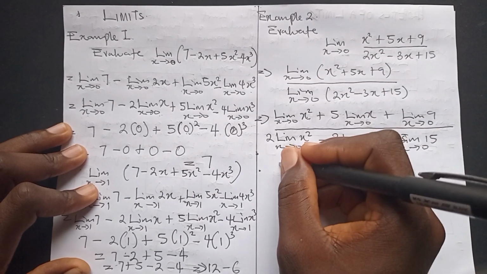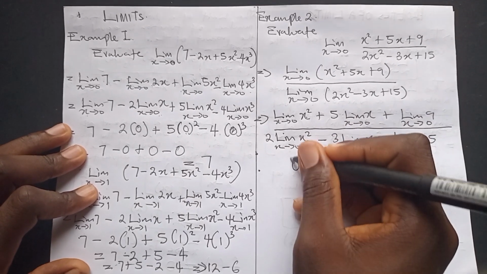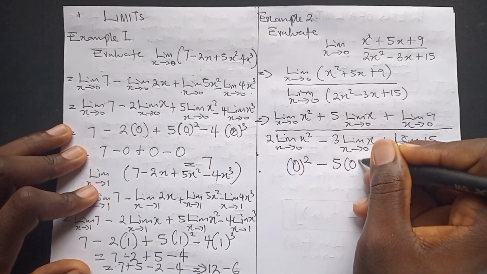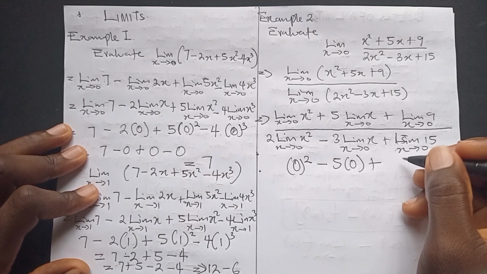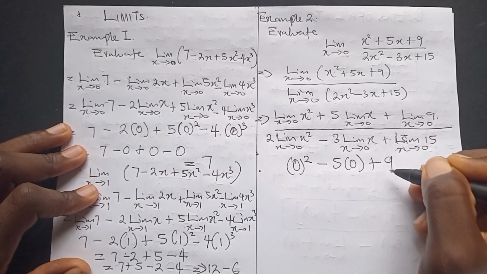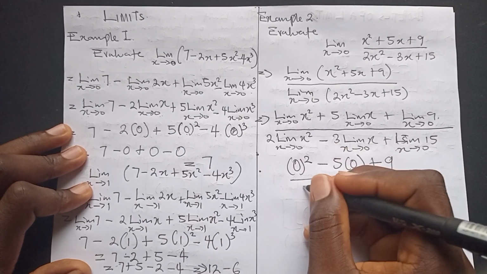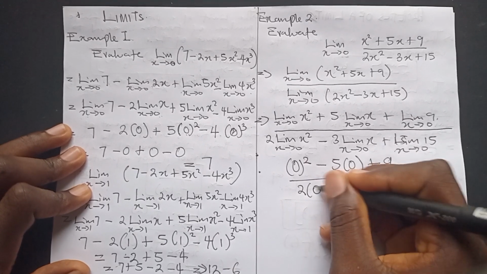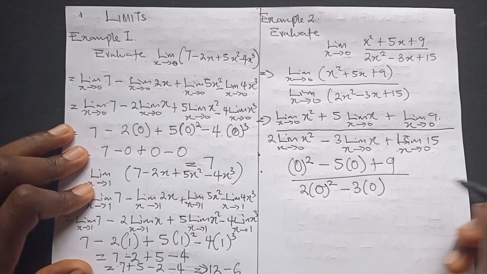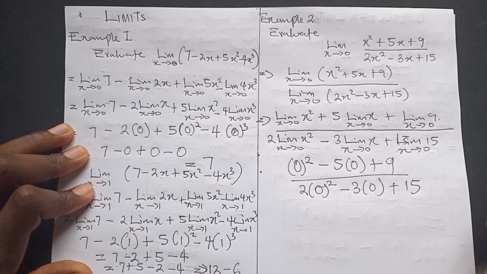So we have 0 squared plus 5 times 0 plus 9. Since there is no x here, we put plus 9. This is divided by 2 times 0 squared minus 3 times 0 plus 15. There is no x with 15, so we have plus 15.